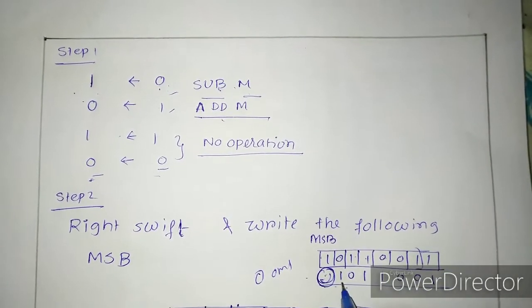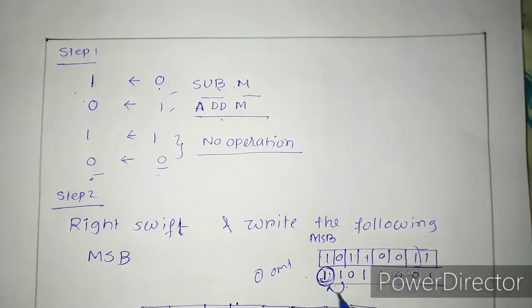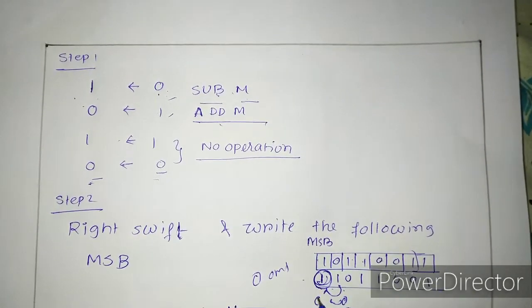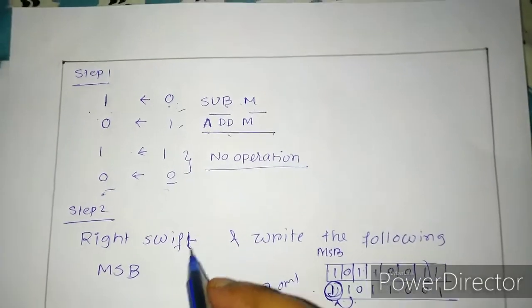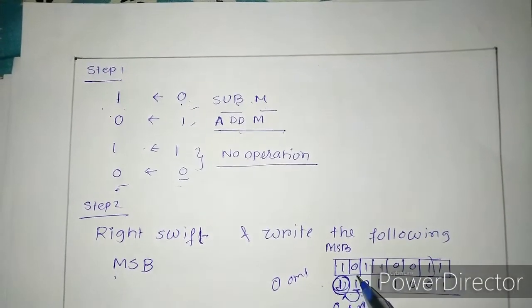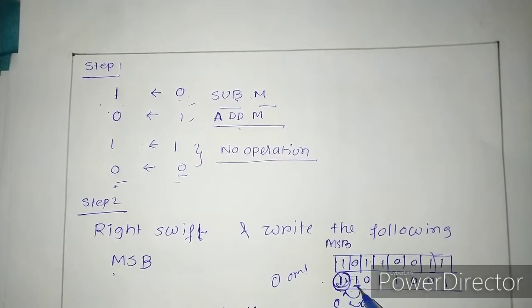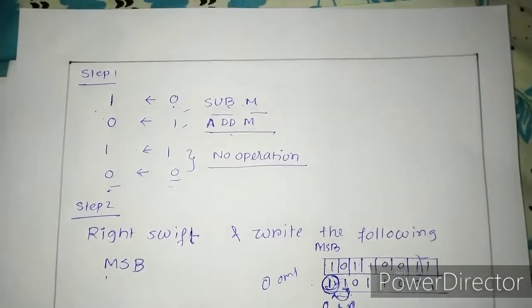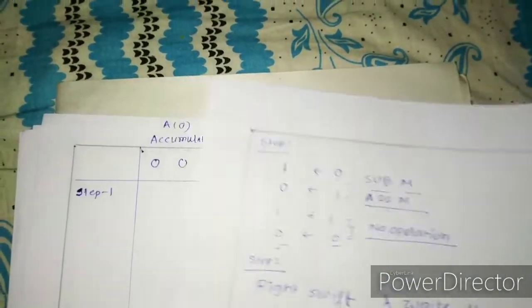If it is 1, then you have to place 1 there. If it was 0, then you have to place 0 here. So after the right shift, the MSB will be the bit that was before it. If it is 1, the MSB will be 1. If it is 0, the MSB will be 0. Just do the operations, and you will get your answer.